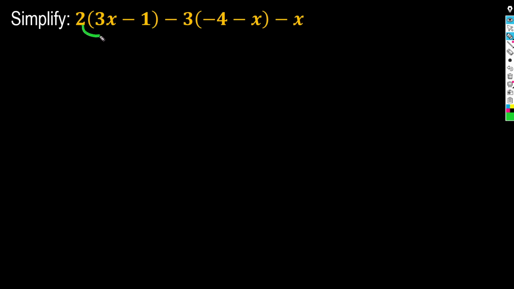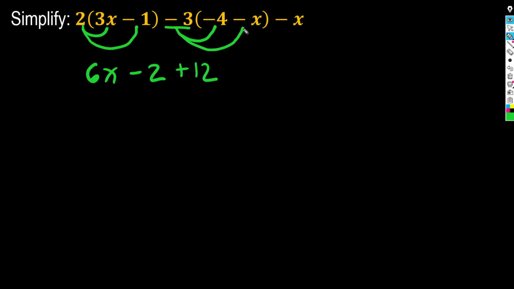Now, I distribute my 2 by way of multiplication. I go 2 times 3x. I go 6x. Then, I go 2 times, again, this is negative 1. That's a minus 2. Yeah? Now, I multiply my negative 3, not just the 3, my negative 3 to both terms negative 4, which gives me 12, and the second term minus x, which gives me plus 3x. Diba? And then finally, I have a minus x right at the very end.